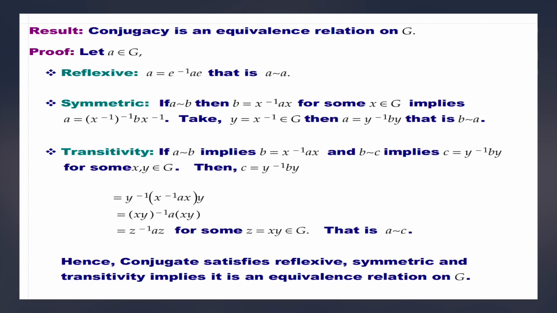The second one is symmetric. To prove symmetric, we have to show that A conjugate to B implies B conjugate to A. Suppose A tilde B, then B can be written as x inverse AX, for some x in G, which implies A is equal to x inverse, the whole inverse, B x inverse. Let us take y equal to x inverse in G, then A is equal to y inverse BY. That is, B is conjugate to A, in symbols B tilde A.